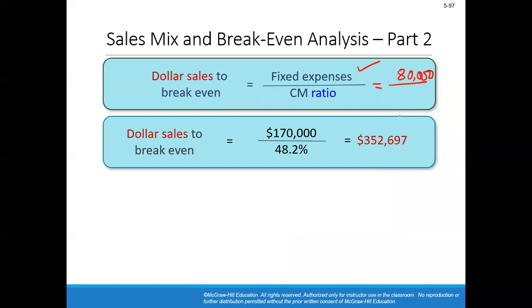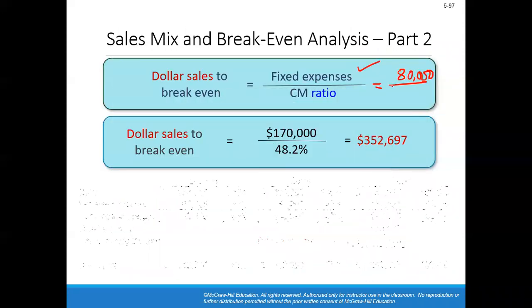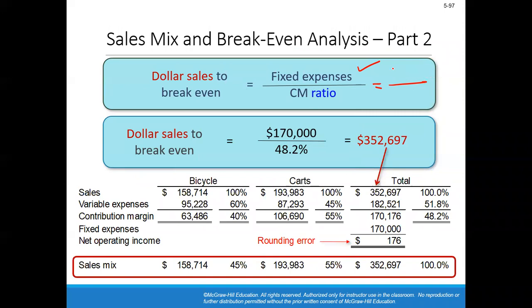No, it is not 80,000. You see the fixed expenses now are 170,000, not 80,000. So when the fixed expense is 170,000 in total for the products and the contribution margin ratio is 0.482, we get the break-even sales we need to generate for RBC, the total break-even for the two products together. In terms of total, they need to achieve this amount of sales to break even.